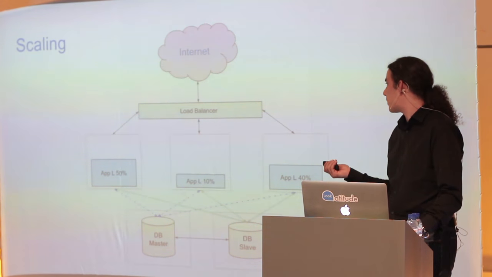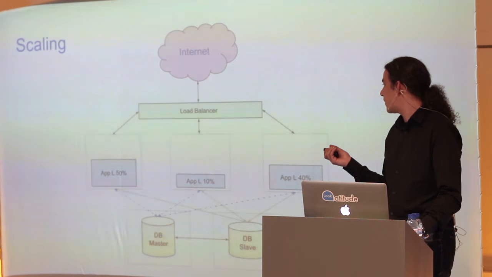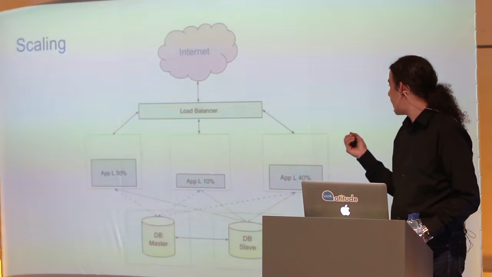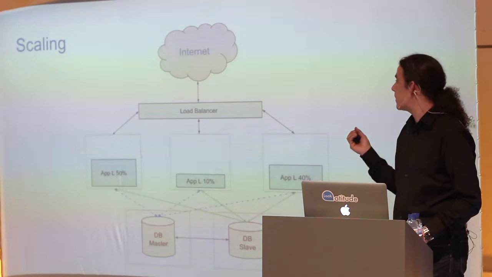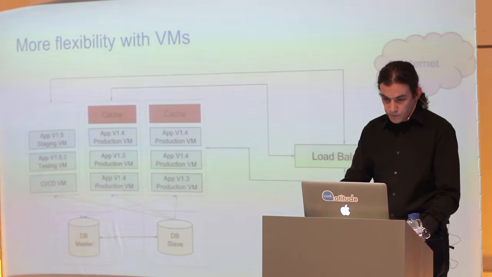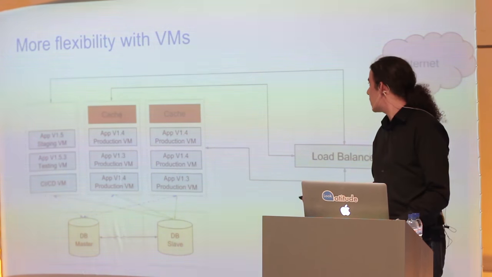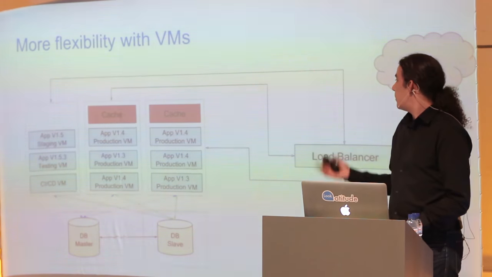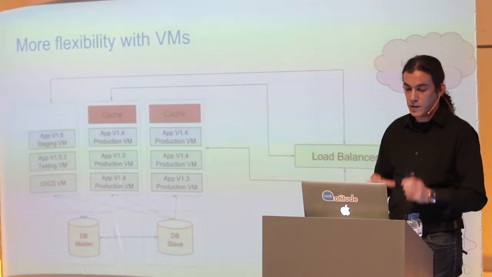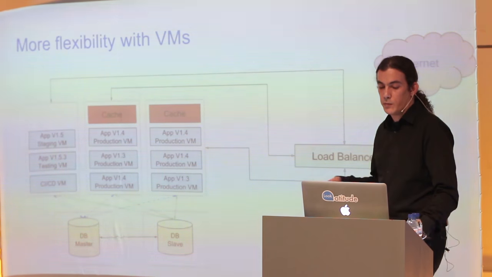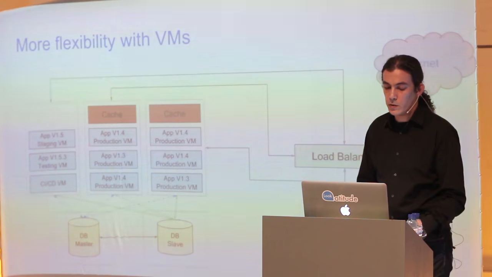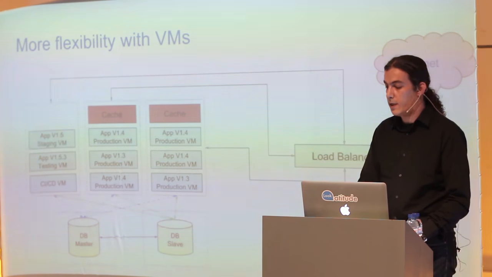basically poses a problem. So we have, for example, the first app machine has like 50% of load. The second one has 10, the third one has 40. So there's a lot of resources that are in those machines that are not being used. So gradually the industry moved to virtual machines, so you can have your code running on a small machine, and you can put several of those machines in the same server. So you can a bit reuse the space that you have.